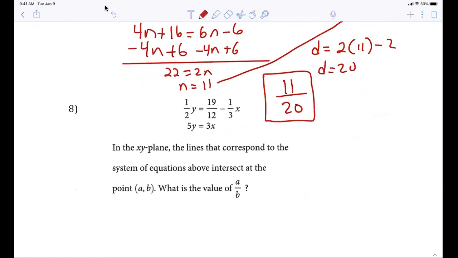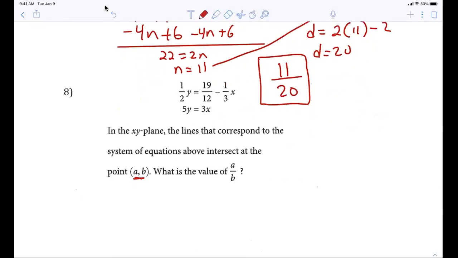Number 8, what is the value of A over B? So I want to find the solution. That's all I want to do. All right, so if I want to find the solution, I'm going to say 1/2 y equals 19 over 12 minus 1/3 x. And then the other equation is 5y equals 3x.